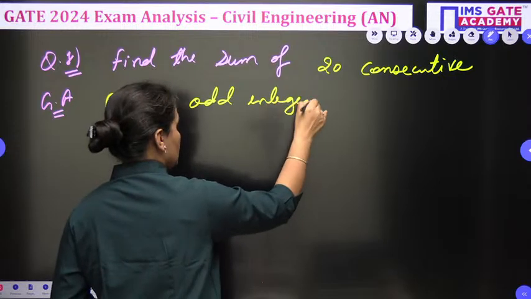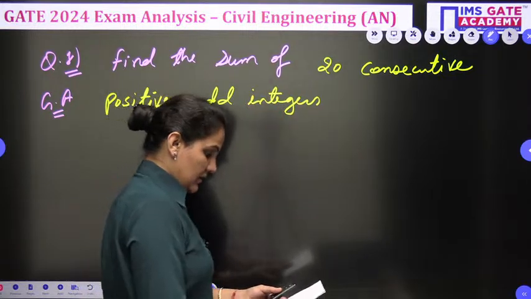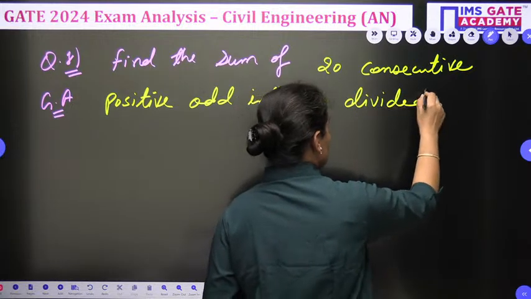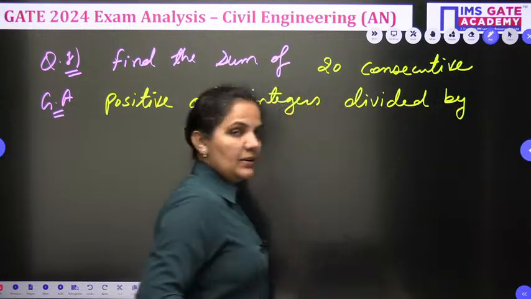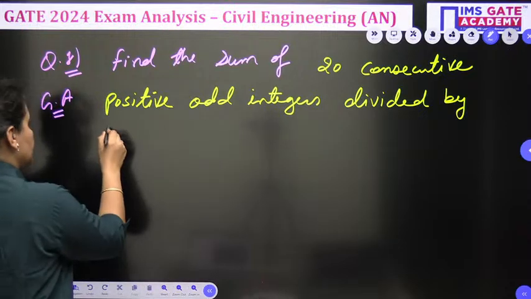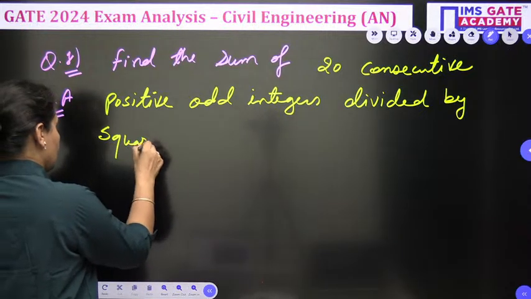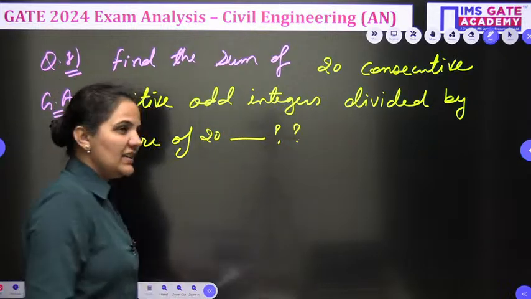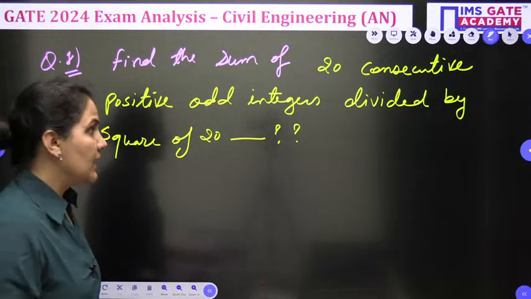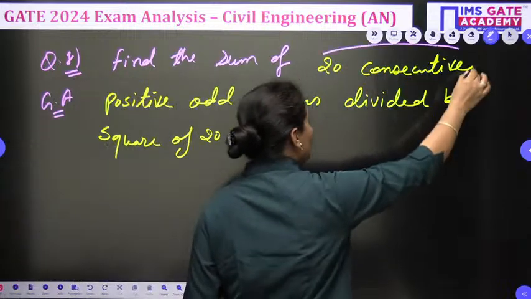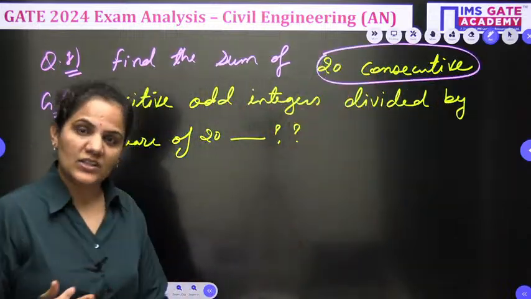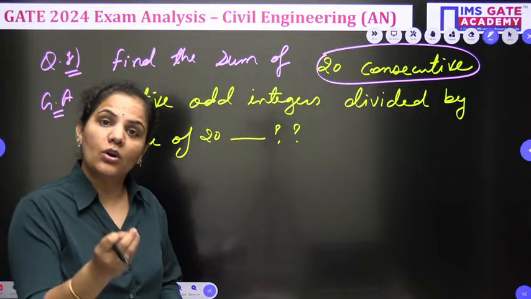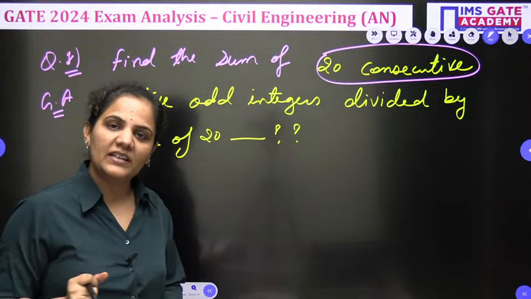Positive odd integers divided by square of 20. Let's approach. Very easily we can approach this one. This is a very simple thing which we used to approach in our classroom also. If you know the sum of the first n natural odd numbers, you can just apply the formula here.